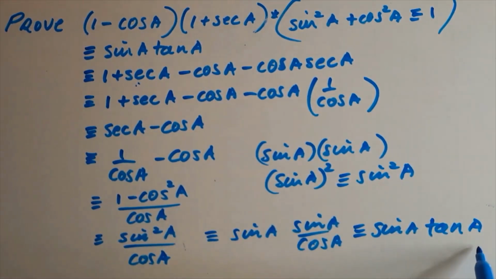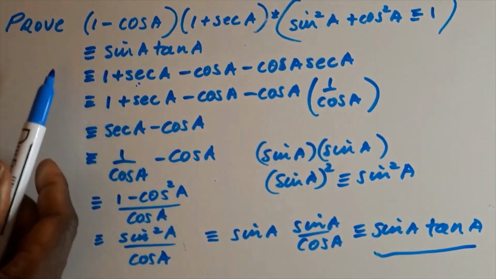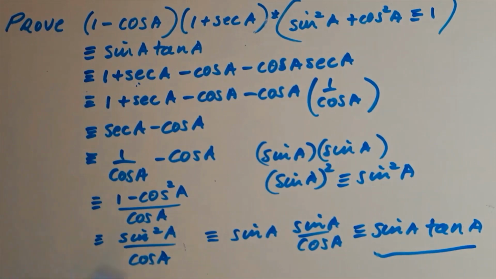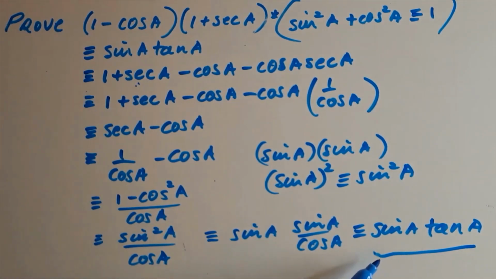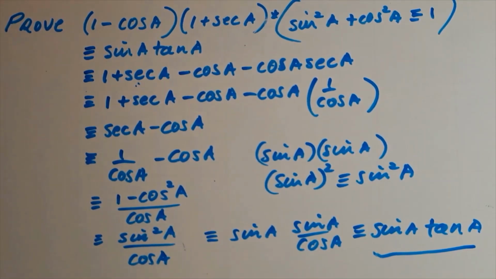So now we've arrived at the right hand side. We started with the left hand side here, clearing the brackets, and we have arrived at the right hand side. So this is a valid proof of this identity.